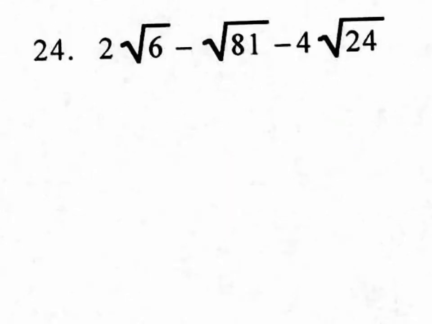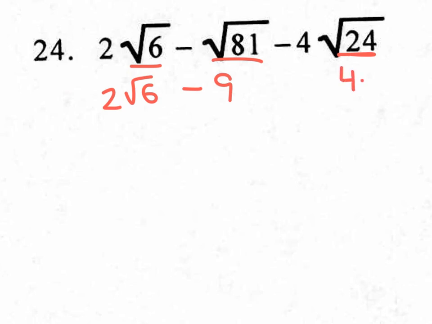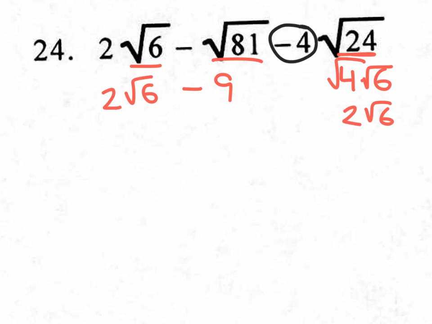For the final question that we're going to be doing on this video, number 24, we need to take a look at radicals and try to break them down as much as possible. So the square root of 6, I can't do anything with that. But the square root of 81 is what? 9. So I really have 2 square root of 6 minus 9. And then the square root of 24, I could break that down. Not to 12 times 2 because those aren't perfect square numbers, but 4 times 6. That way when I split the root, I will actually get 2 square root of 6. And don't forget about the minus 4 that's out in the front.